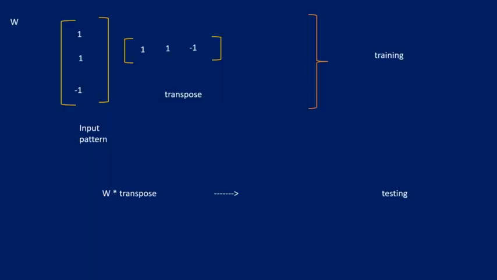Now in the training phase, we are given an input pattern and we have to determine the weight. Here we have to do nothing more, just take the transpose of the given input pattern and then multiply both the matrices. Now for the testing phase, whatever weight we have obtained from the training phase will be multiplied with the input, and if we obtain our original input pattern, then the network works correctly, otherwise it contains some error.